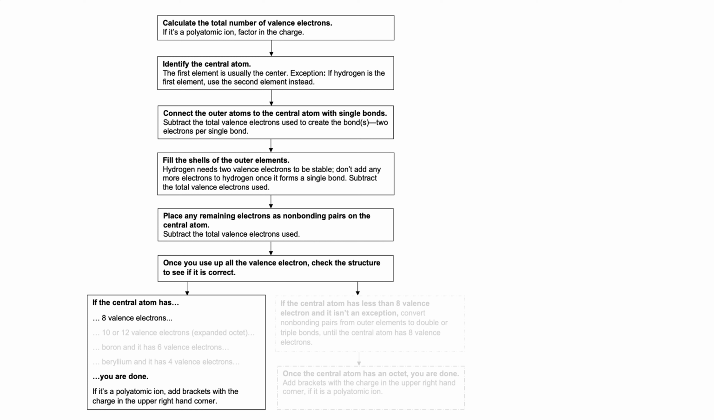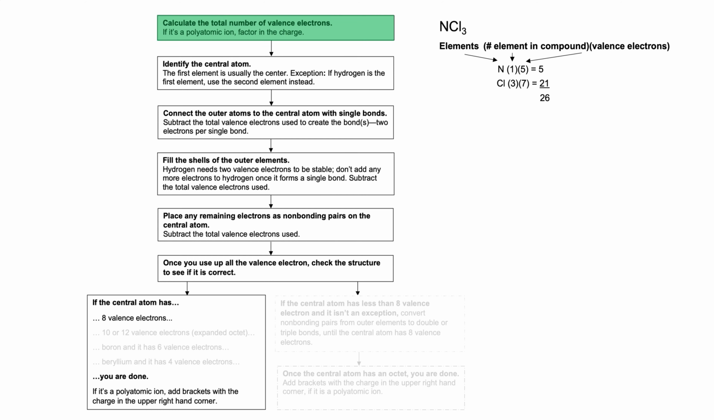Let's look at the basic steps to draw a simple Lewis structure. The first step is always to do the inventory to determine how many valence electrons are present in that compound. So for nitrogen trichloride, I make a column of the elements present, nitrogen and chlorine. I make a column that shows how many of each element is present in the compound. There's one nitrogen, there's three chlorines.